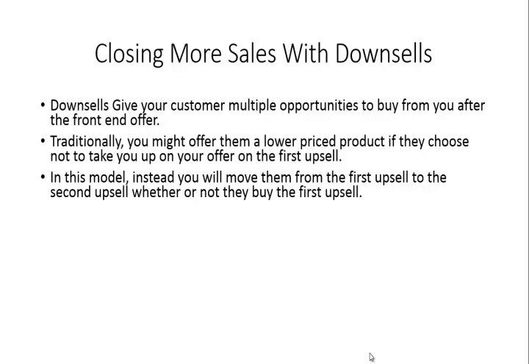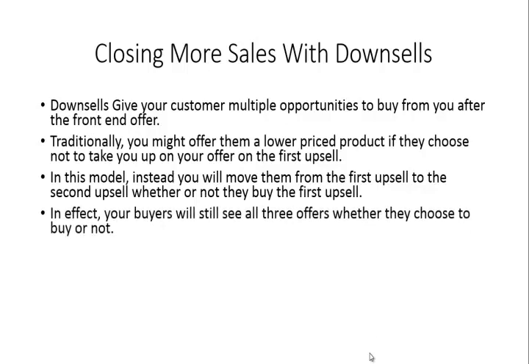They're going to see all three of our intended offers at the price and at the value that they were intended. Now, in effect, your buyers will still see all three offers, whether they choose to buy or not. The upsell is basically the same as the downsell. They're just structured in the places where those two offers would normally be seen.